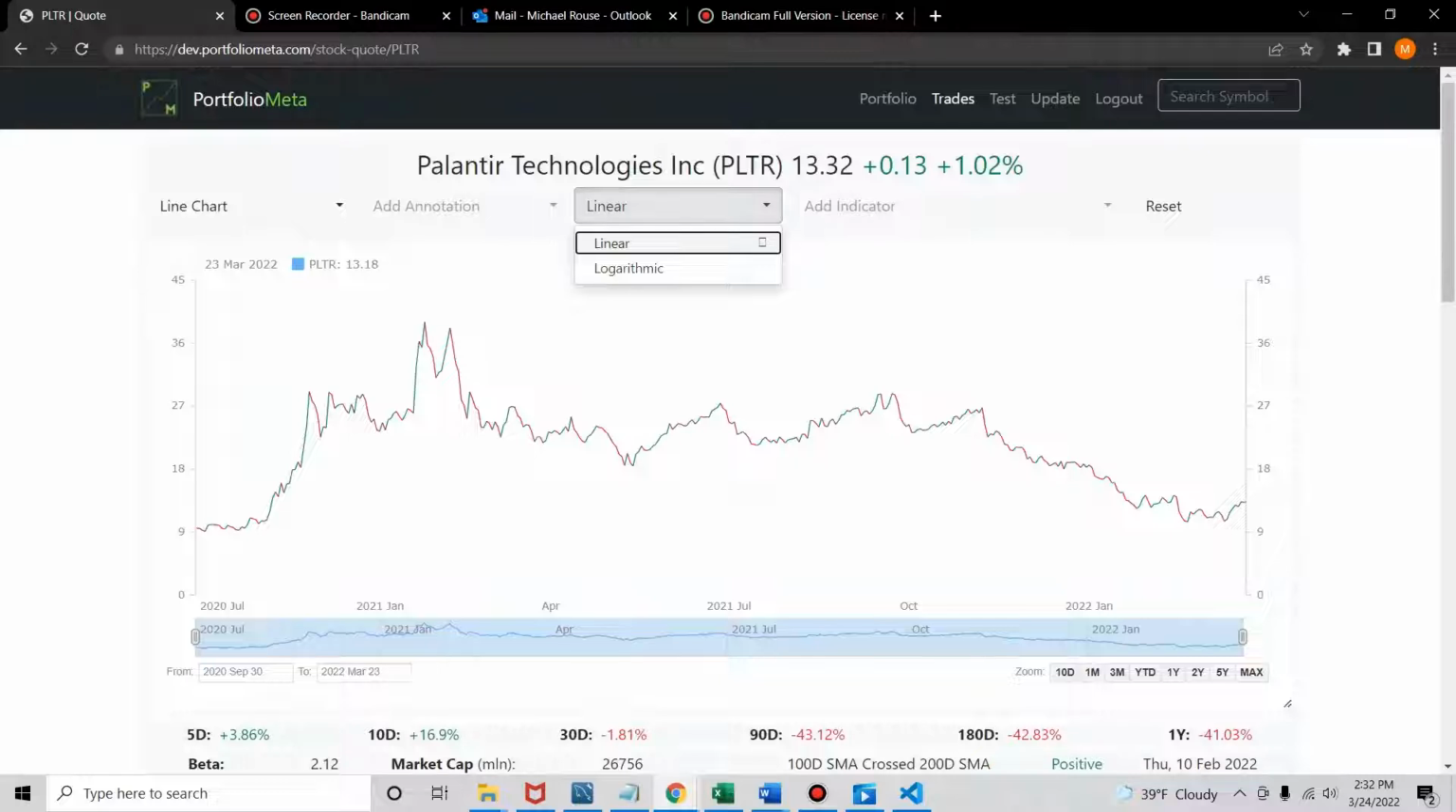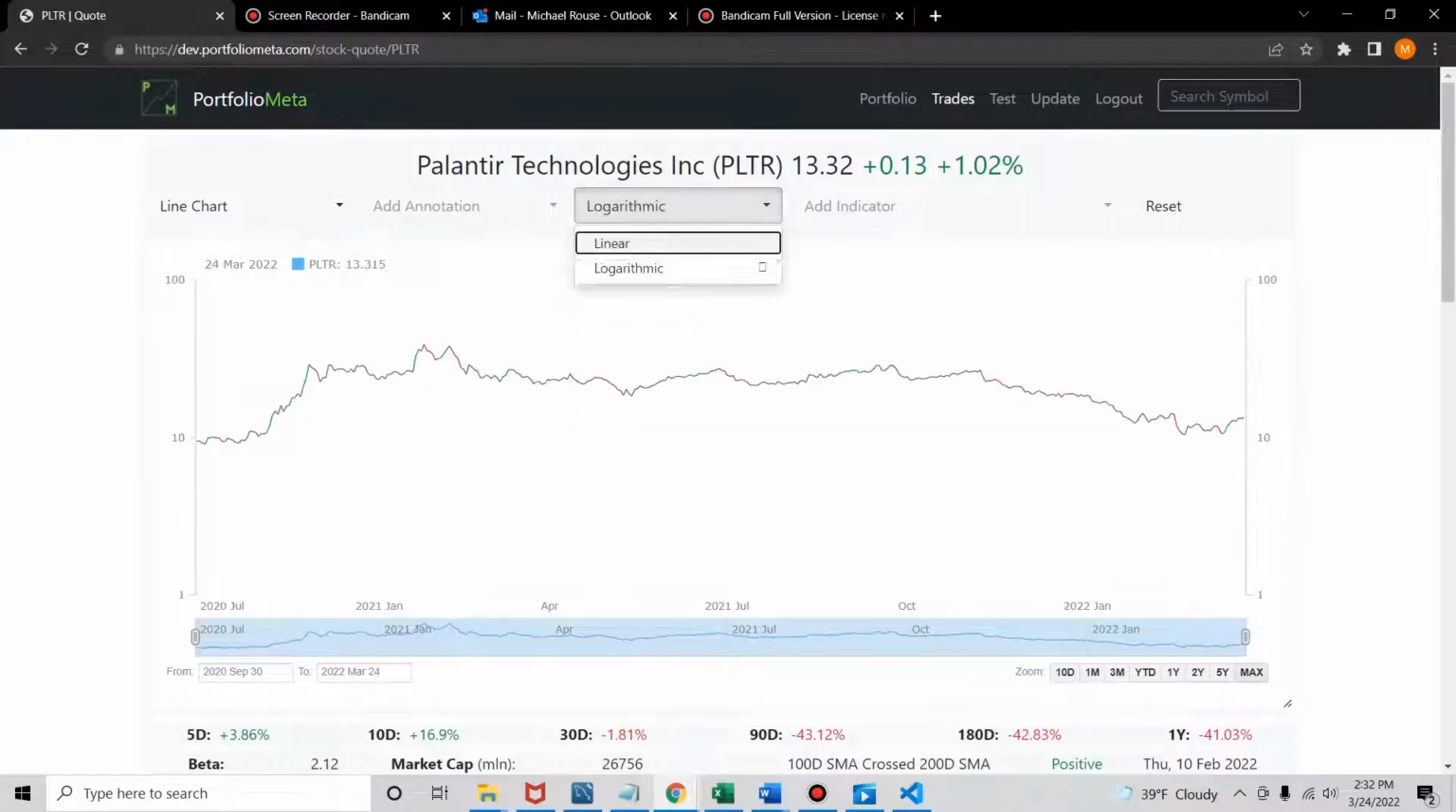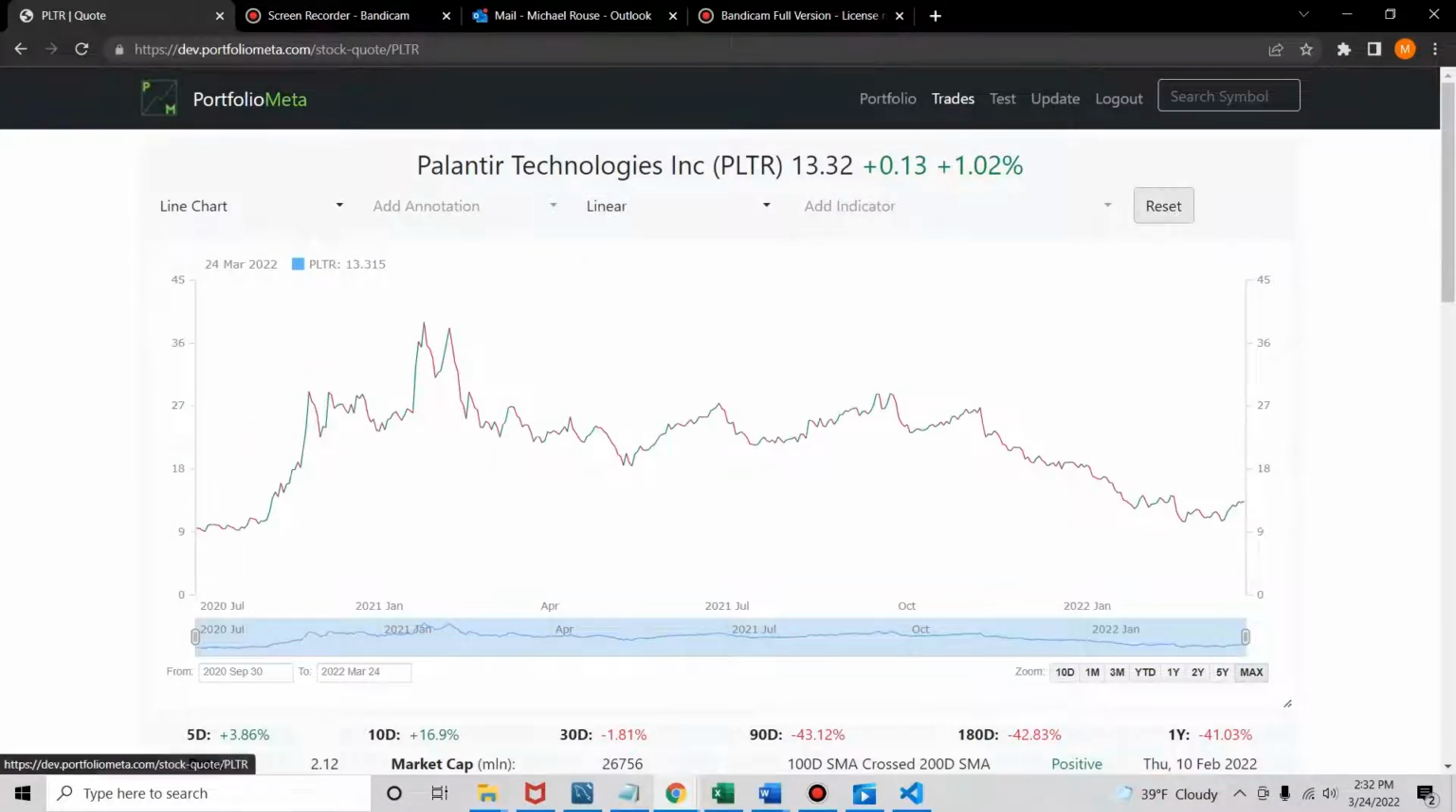And you can also change the chart to logarithmic instead. If I didn't mention this before, we support stocks, options, cryptocurrencies, and ETFs, and we use Plaid to integrate brokerage accounts.